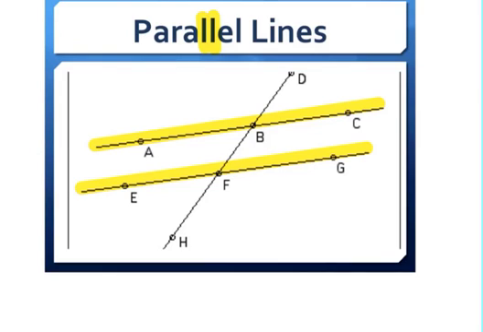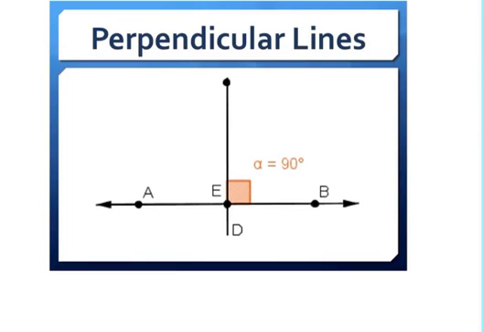Now, if we look at the next set of lines, perpendicular lines are different because they actually intersect at a 90-degree angle. So these two lines, line AB and line D, they actually intersect at a 90-degree angle, which means they form that right angle when they cross each other's path.